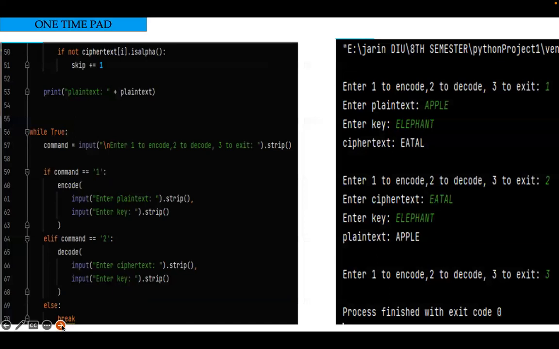This is the output of our code. If we take plaintext as apple and enter the key elephant, we will get the ciphertext EATAL, and if we convert it or decrypt it, we can find apple again. So this is all about our Caesar cipher and one-time pad.